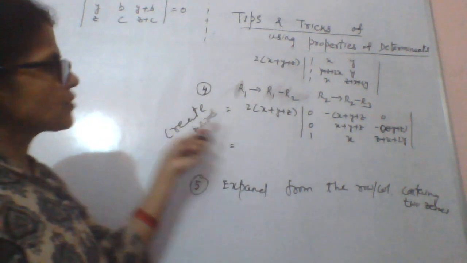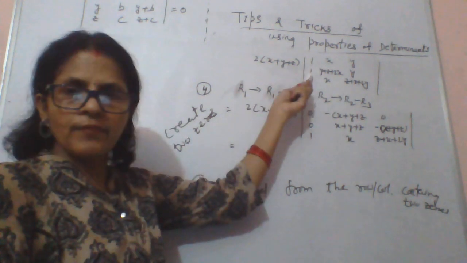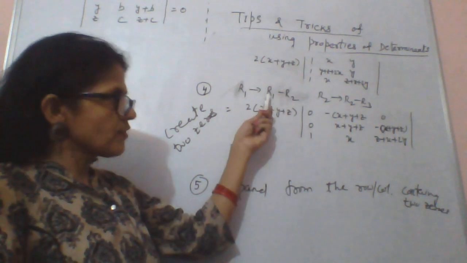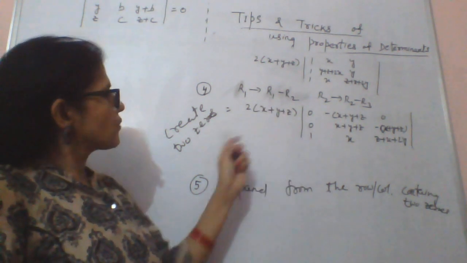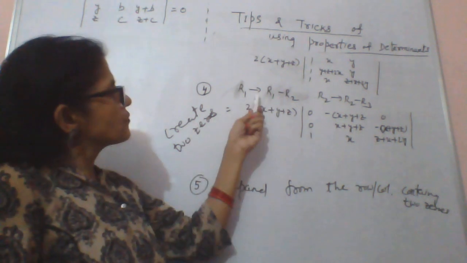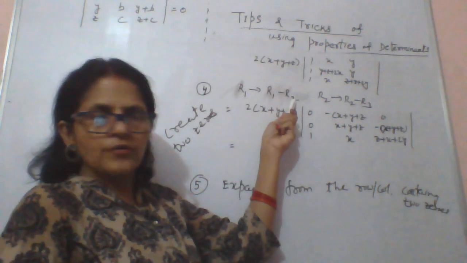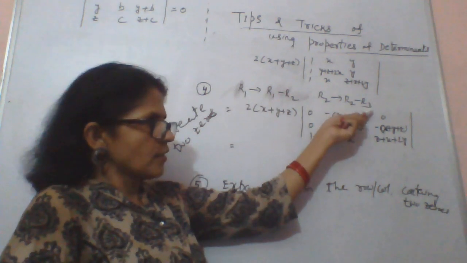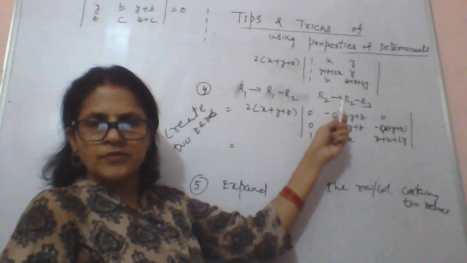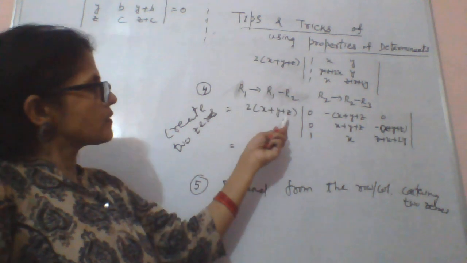So the fourth step is creating two zeros. Once you get 1 1 1 in any row or any column, it is easier for us to get two zeros, right? So create two zeros, trick number 4. Here we have taken R1 replaced by R1 minus R2, R2 replaced by R2 minus R3. Here I have combined two independent steps so that we can save time. Okay. So here twice of x plus y plus z.